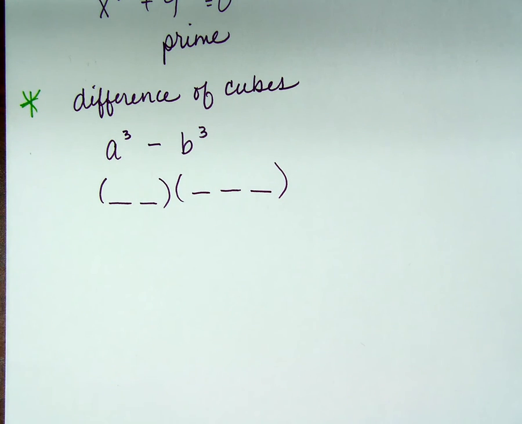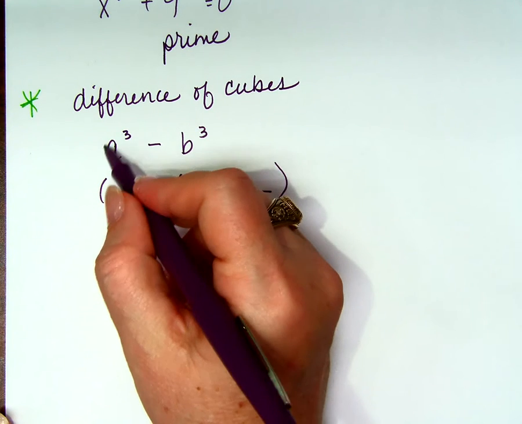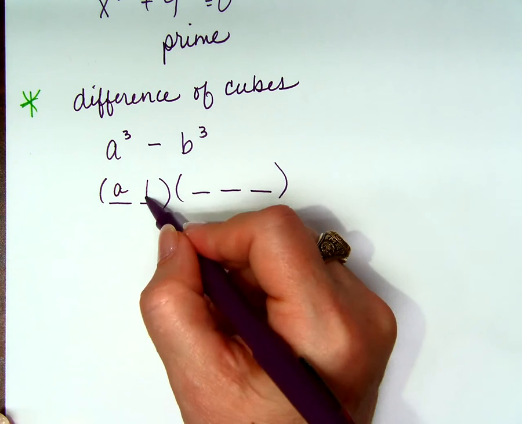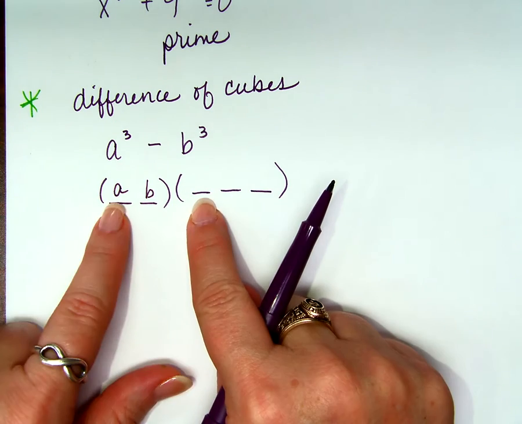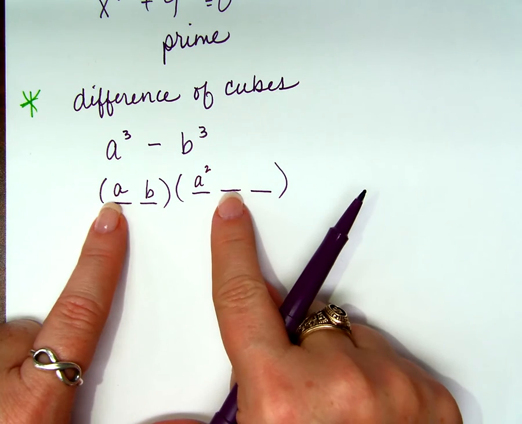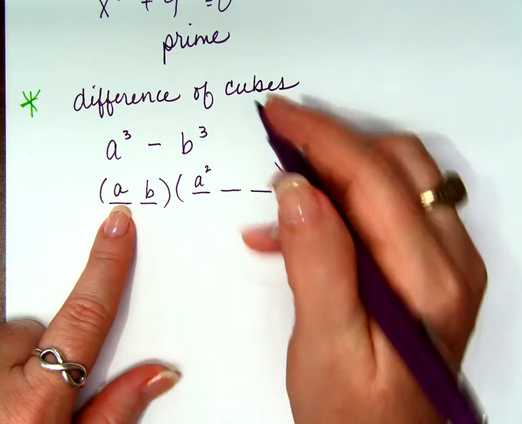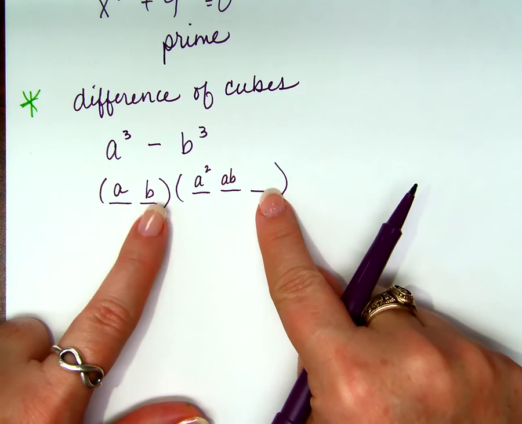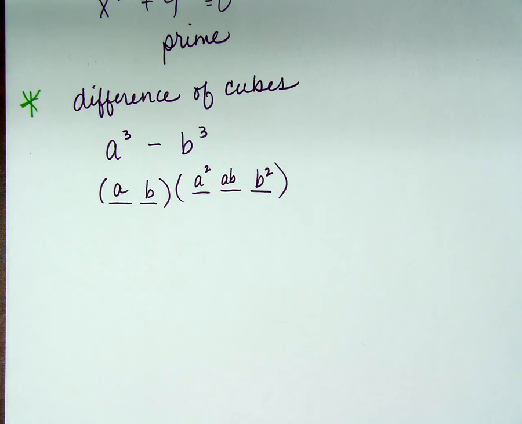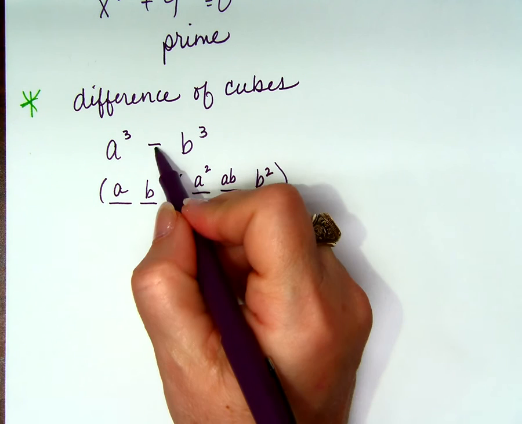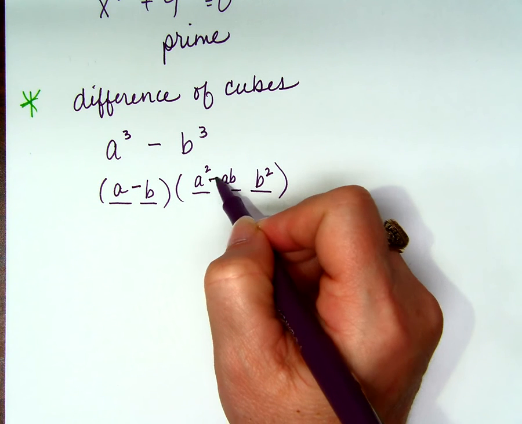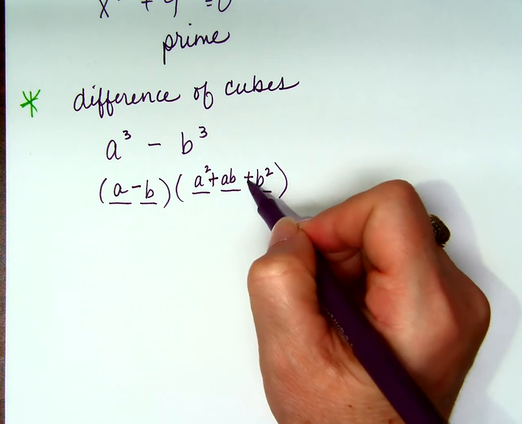Does that look familiar? What's the cube root of the first term? What's the cube root of the last term? B. Now square this first term. A squared. For the middle term of the trinomial, you multiply these two together. And then for the last term in the trinomial, you square this one. Now, do you remember anything about the signs? Whatever sign was in the problem goes in the binomial. The next sign is opposite of that, and the last sign is always plus.